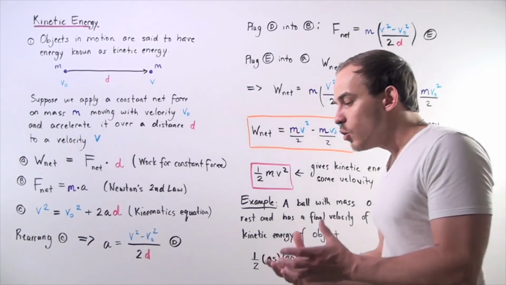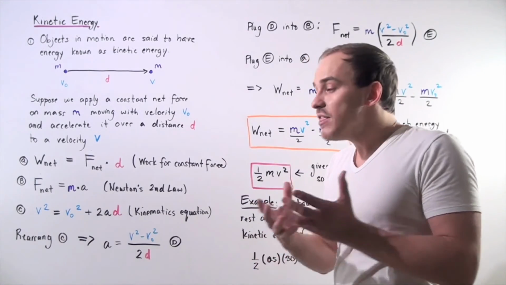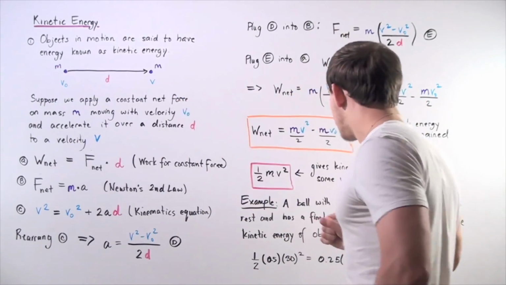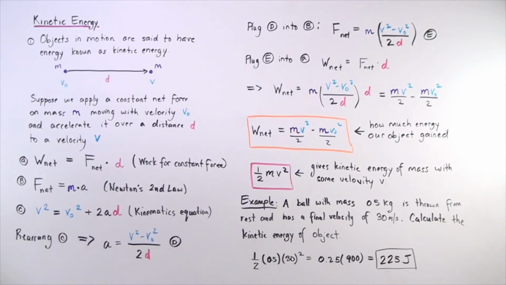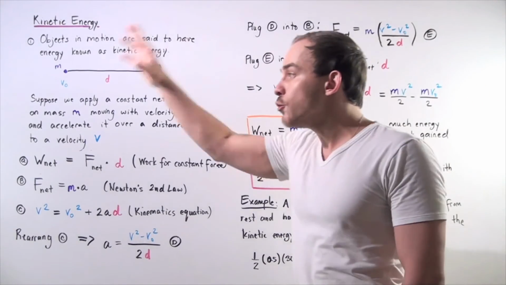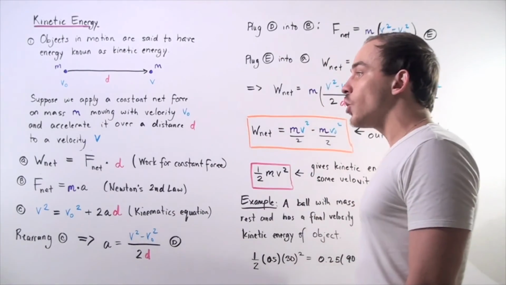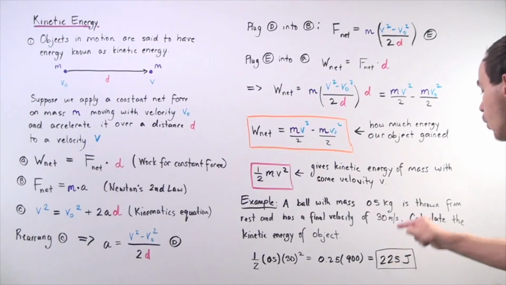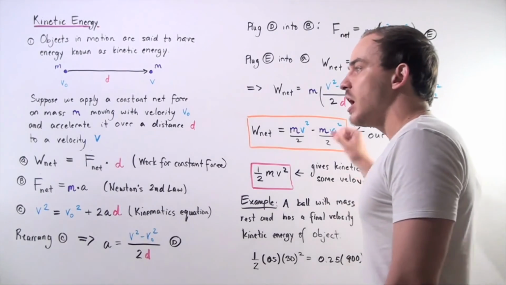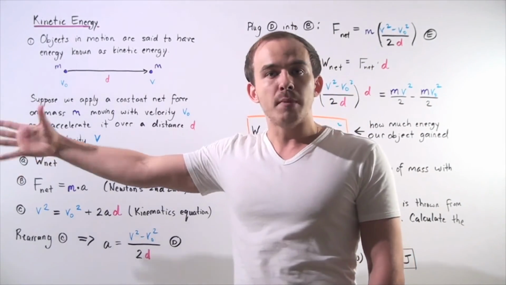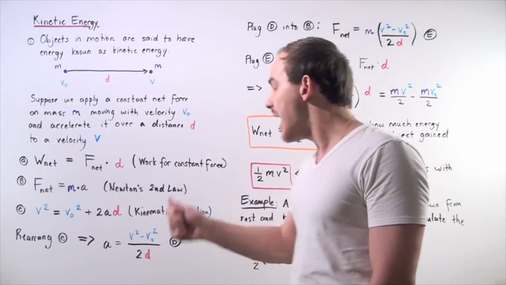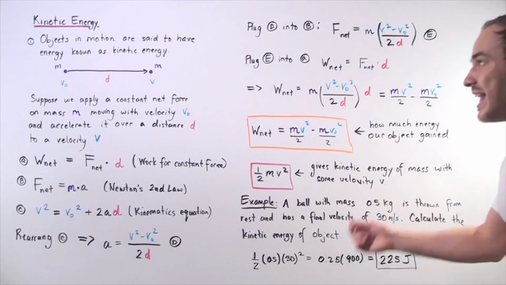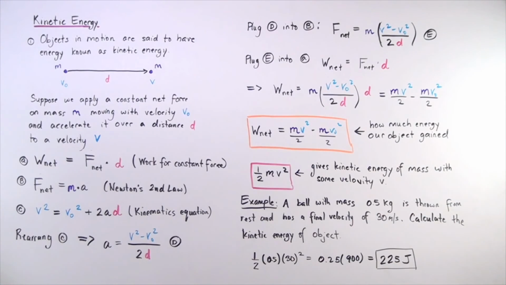So initially we had no kinetic energy, and then we did work on our object. We accelerated the object to a velocity of 30 meters per second. And so that means if I threw my object, my hand did work on the object, and so I transferred energy. I transferred 225 joules of energy from my hand to my ball, my object. So the net work done on my object is equivalent to 225 joules. And our kinetic energy is also 225 joules.